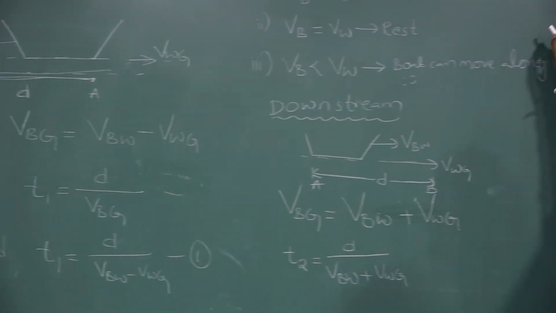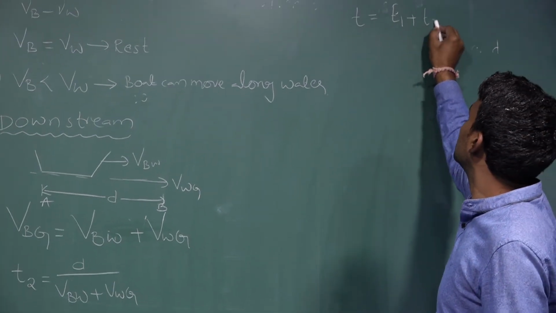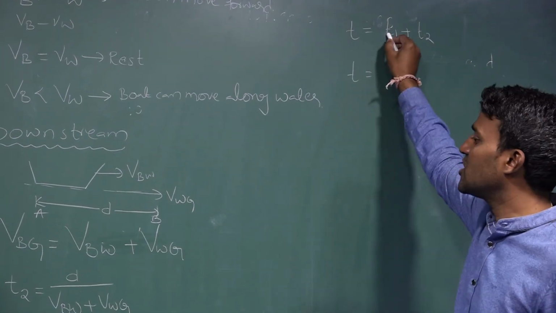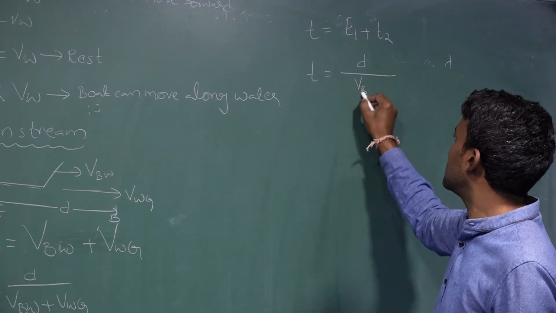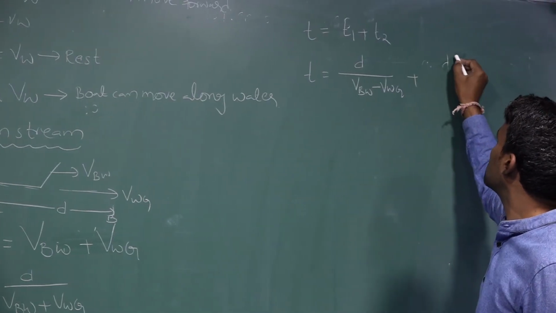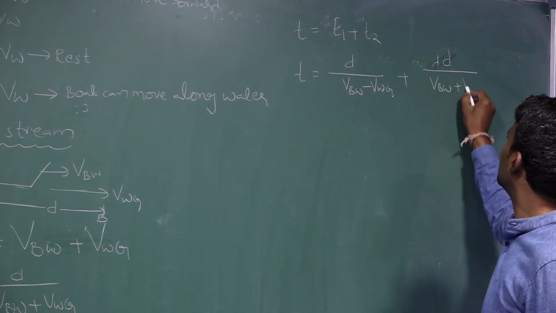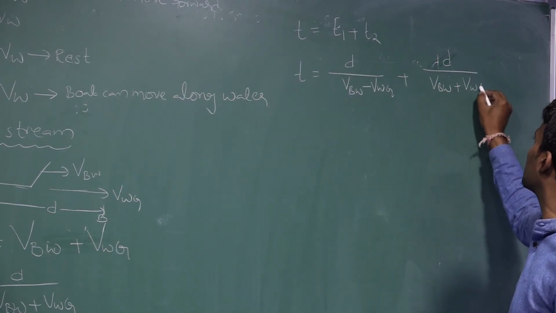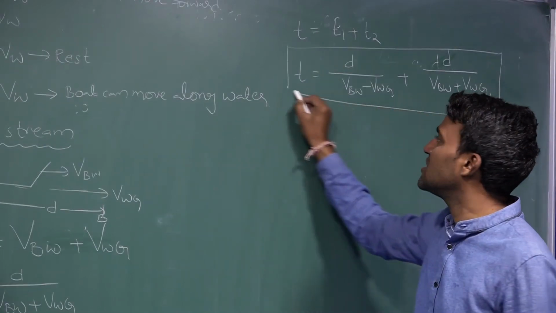The total time T is equal to T1 plus T2. Now T is equal to D divided by VBW minus VWG, plus, for downstream, D divided by VBW plus the velocity of the water with respect to ground. This is the total time for upstream and downstream.